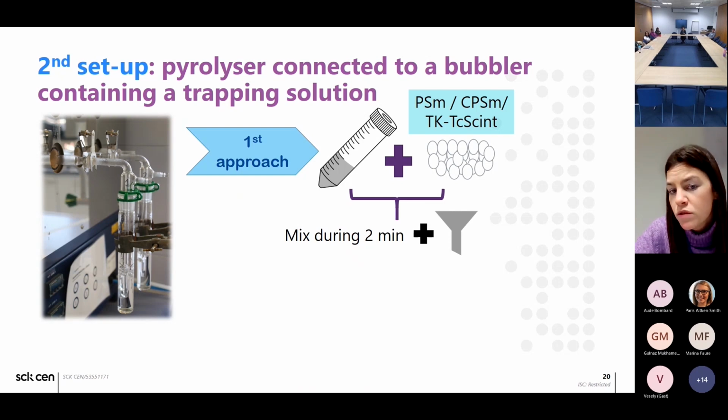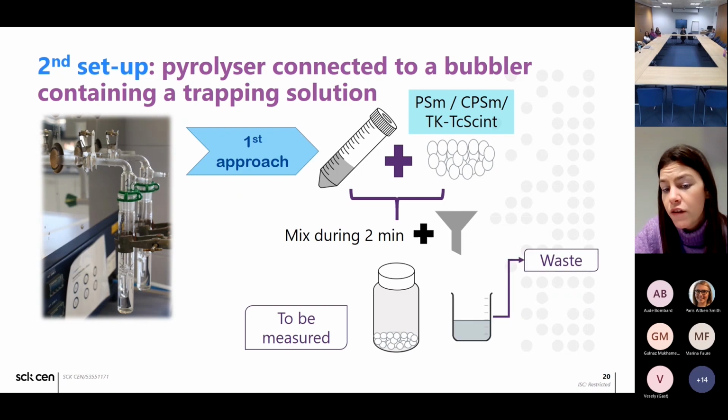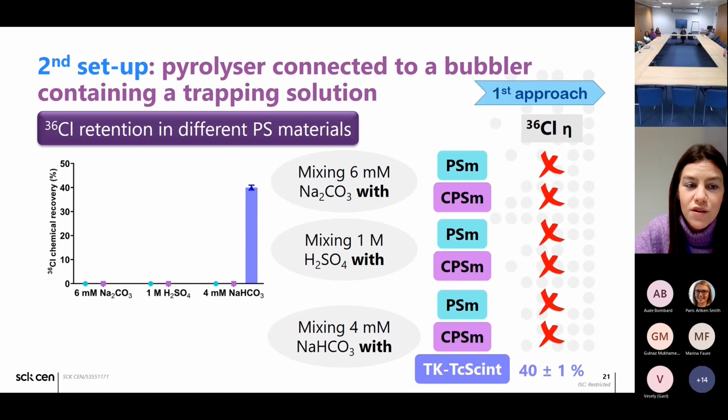Then we went to test the second setup, which was using a trapping solution to collect the chlorine. The first approach was mixing this solution with plastic scintillator materials. In our case, we did it during 2 minutes, and then we filtrated the sample in order to be able to measure the microspheres. As you can see on the graph on your left, the results that we got depending on the different medias were not good at all.